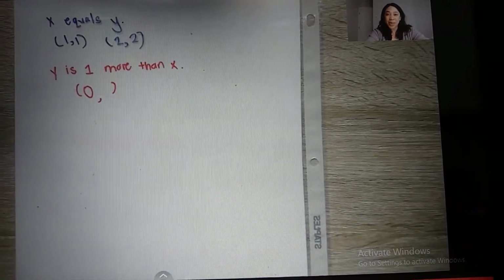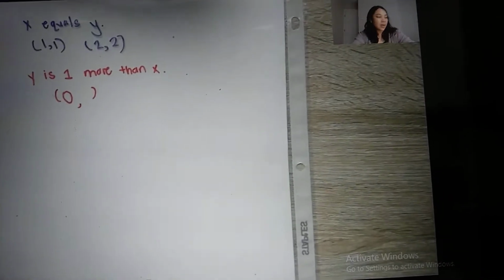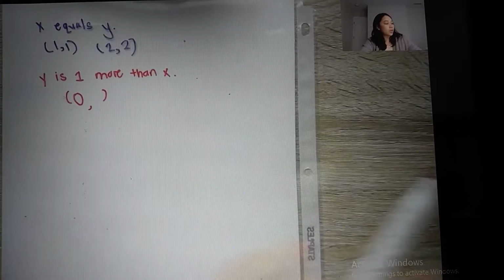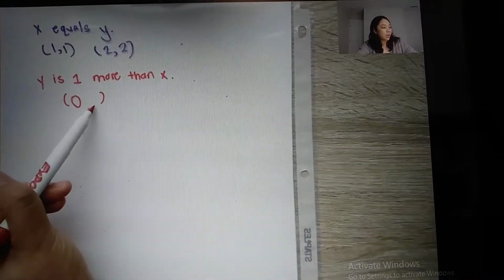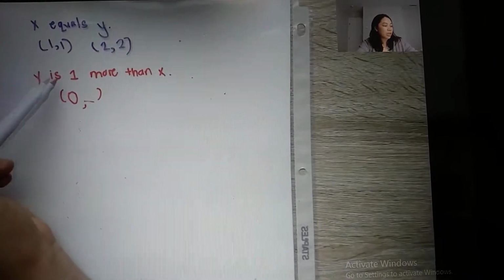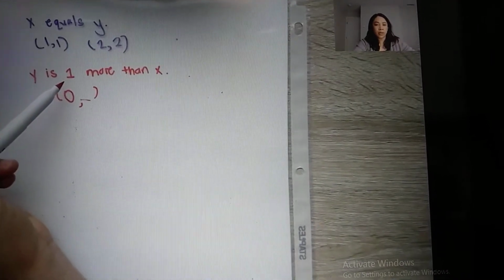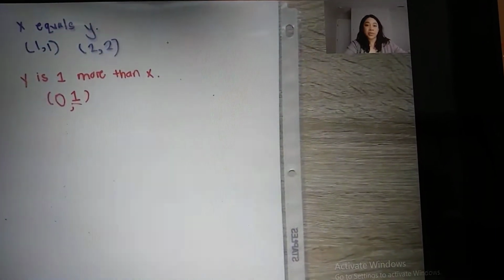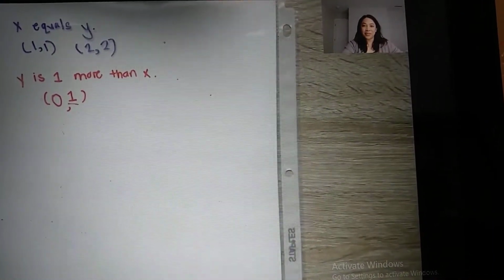I hope you had some time to share with someone at home. In reading this rule, y is 1 more than x. In order to determine what y would be, I thought, well, if x is 0, I would just have to think, well, what is 1 more than 0? That's 1. So the coordinate pair would be 0, comma, 1.